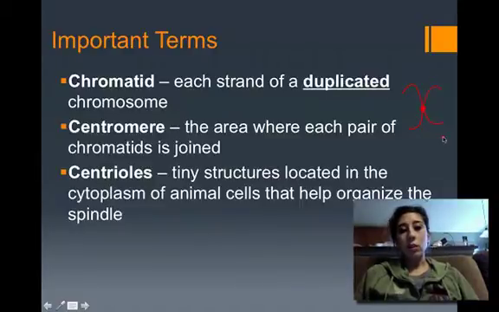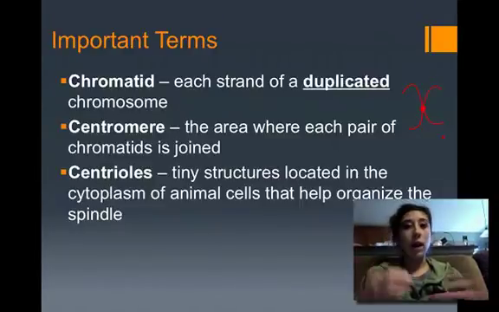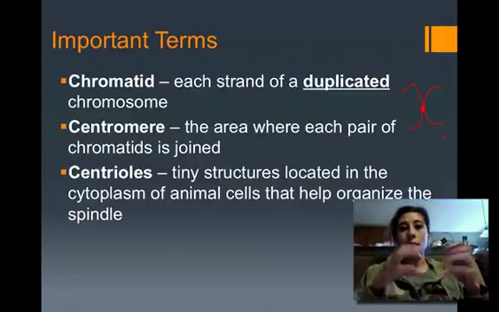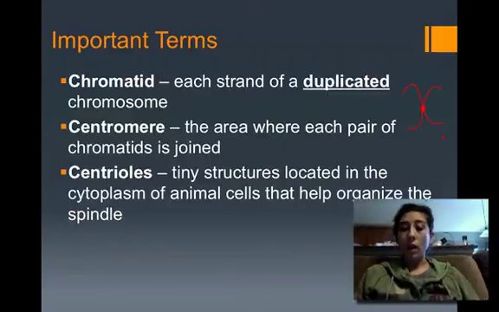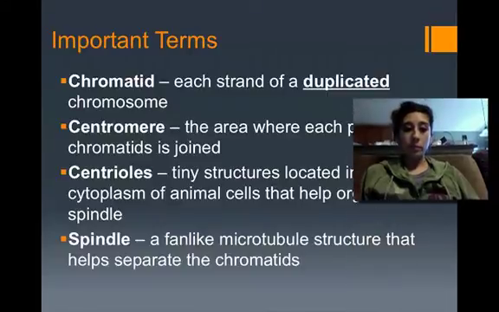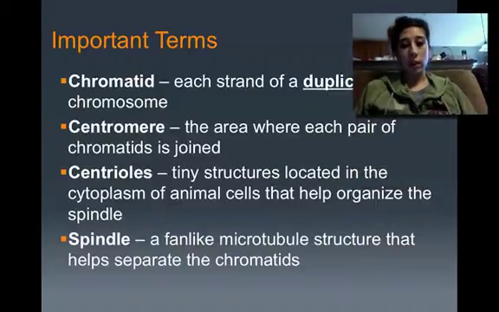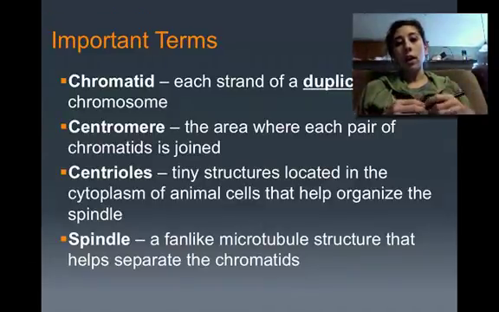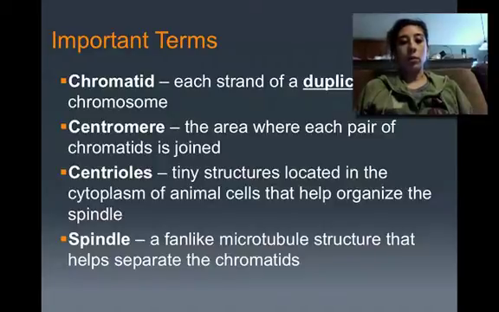And then we have centrioles, and centrioles you're going to see within the cell during mitosis. They're these structures at different poles of the cell that are within the cytoplasm, and they help to organize the spindles that help pull the chromosomes apart. And then the spindle, like I was saying, is made of these microtubule structures. They will look like pieces of string in diagrams that basically help to separate the chromatids.